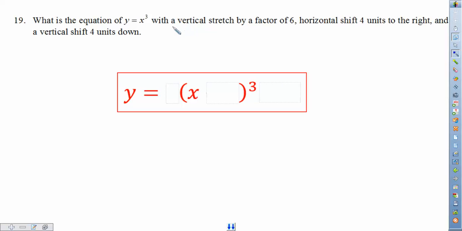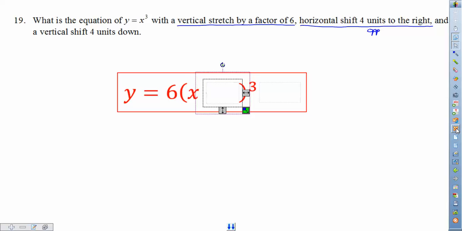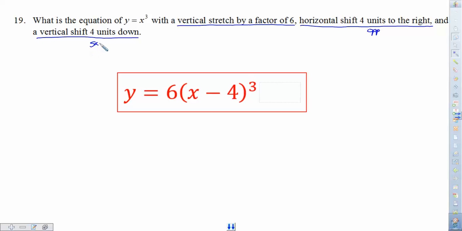I hope so, because if it said we do a vertical stretch by a factor of 6, we know where the vertical stretch number needs to go. It needs to go right there. Right? So there's a 6. Now, if we move horizontally 4 to the right, remember horizontally, opposite game, so 4 to the right, we can move it 4 to the right, put it in the parentheses, that should be minus 4. And then if we want to move a vertical shift of 4 units down, that's the same game going on right there. So that 4, you got it, minus 4. And we've just written that function.